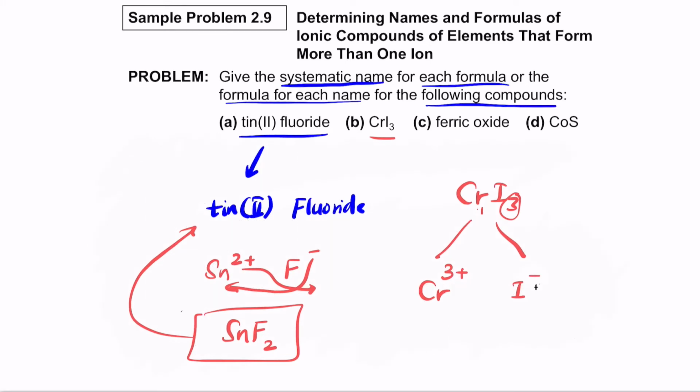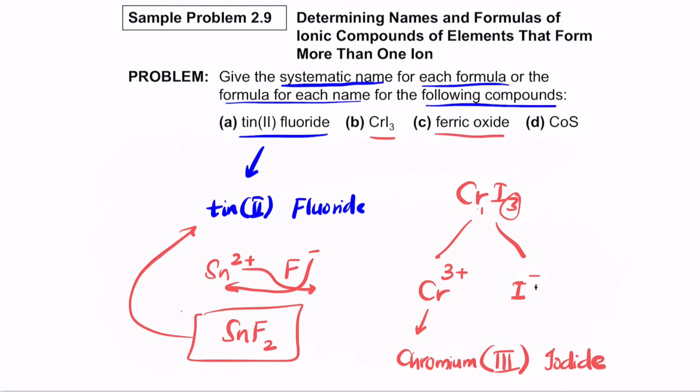So iodine is minus. Now we have Cr3 plus and I minus. So Cr3 plus is chromium, but chromium 3. Notice that Cr is a multi-atomic element, which means that it can form more than one monoatomic ion. So now chromium, and I minus becomes iodide. So chromium iodide. So this is the structure.